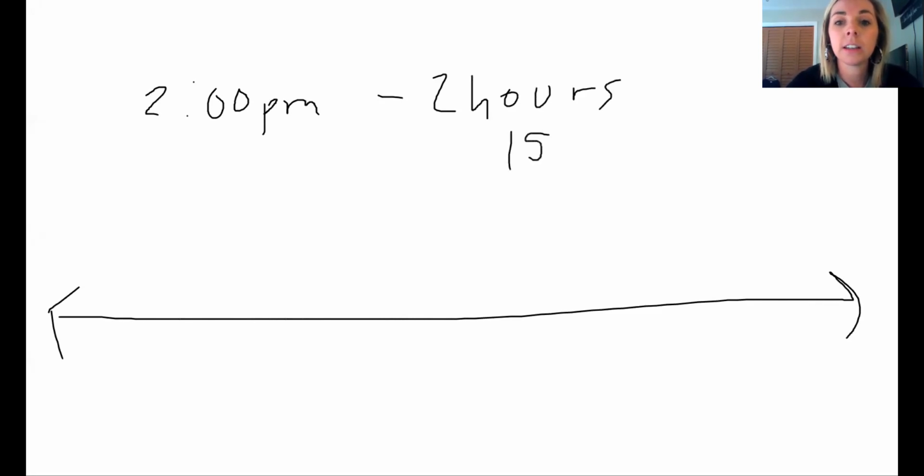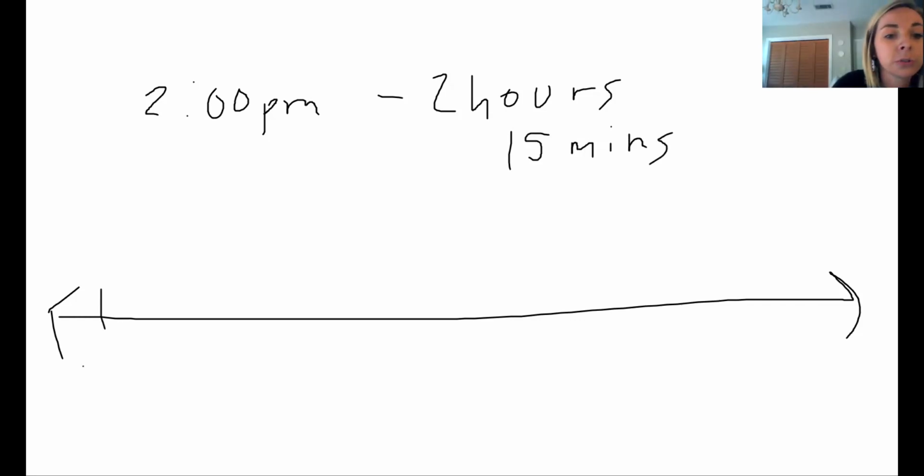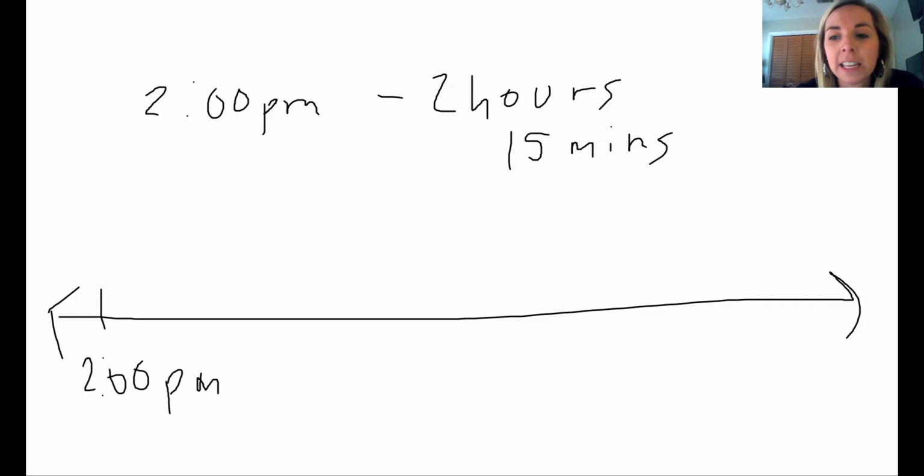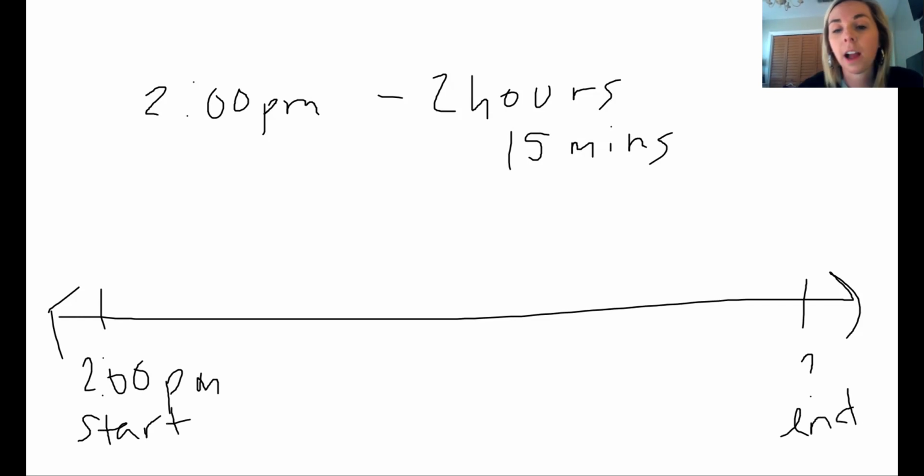and 15 minutes. Okay, so I'm going to go ahead and draw my start time right here. So 2:00 p.m. And then I don't know my end time, so it's a question mark for right now. I usually write start and end because remember, some word problems, you know the start and the end, you just don't know the elapsed time.